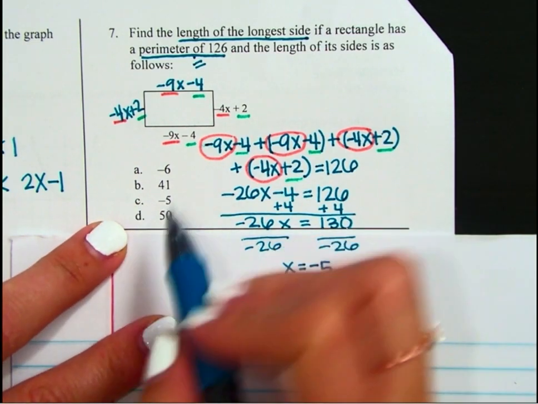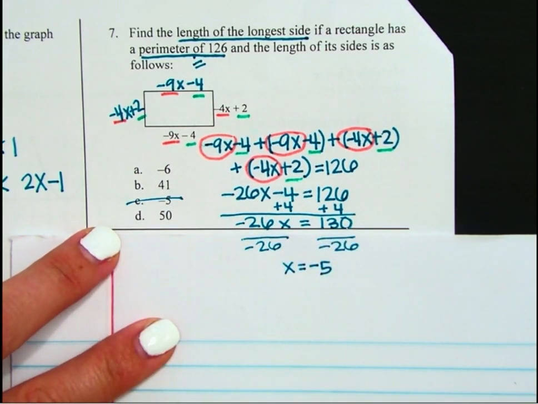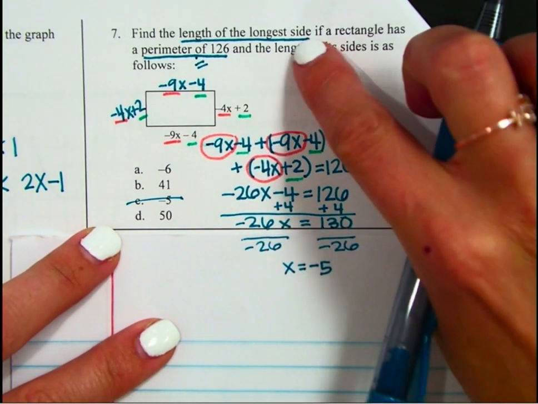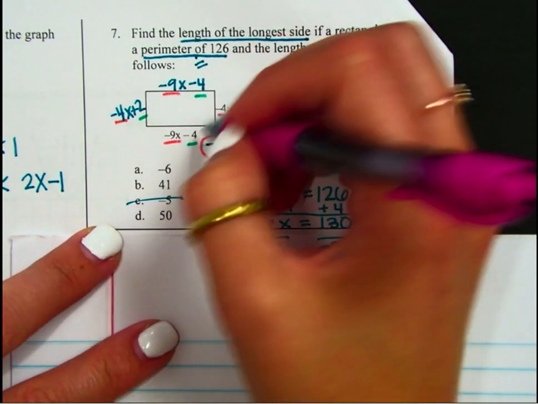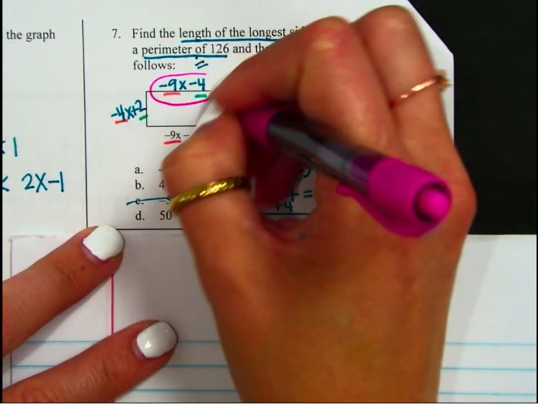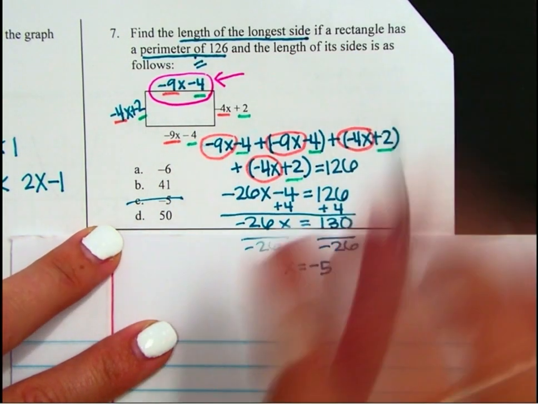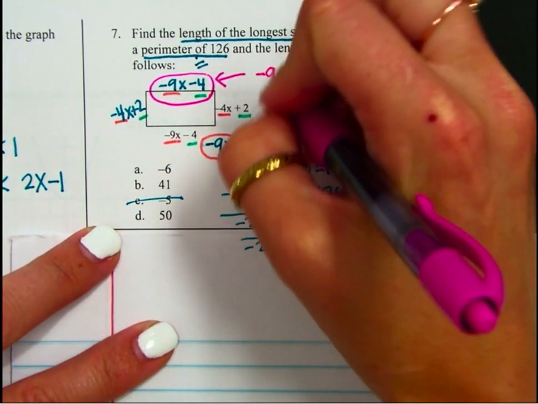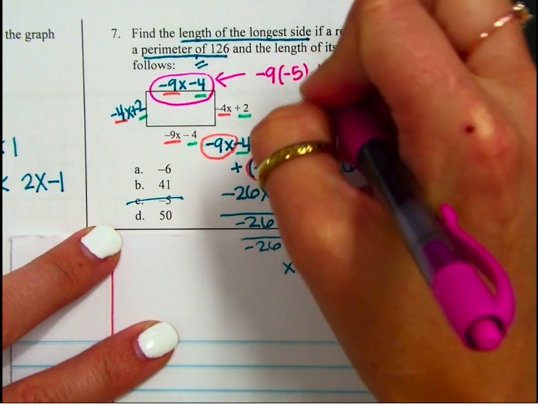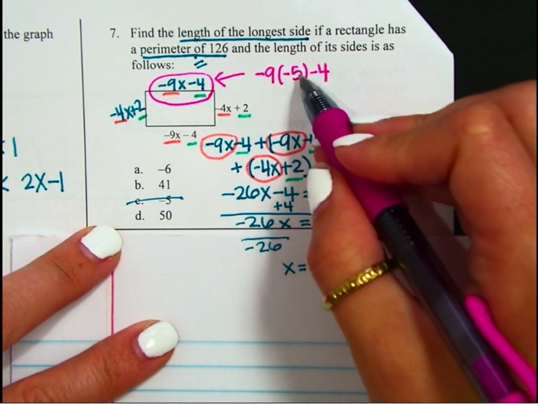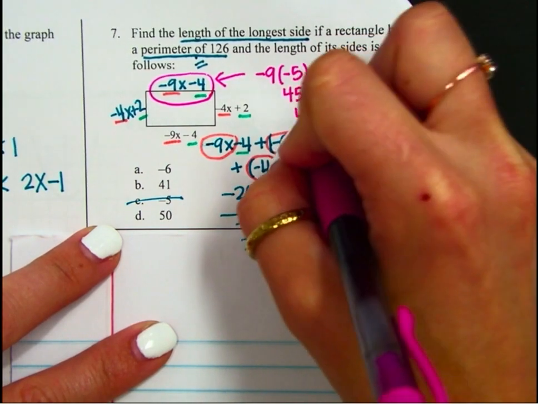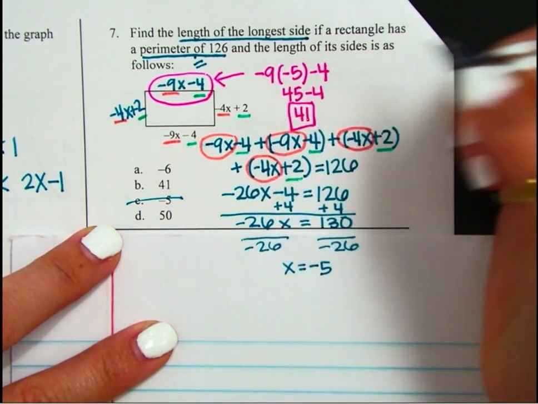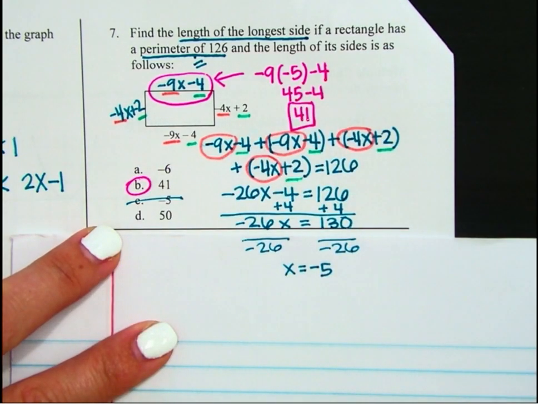Okay, so be careful. We're not going to circle C. Okay, that's not what we're looking for. They're asking us to find the length of the longest side. So now that I have x, I'm able to look at my longest side right here, negative 9x minus 4. Okay, and I'm going to use that and plug in negative 5. So negative 9 times negative 5 minus 4. Negative 9 times negative 5 is 45. 45 minus 4 is 41. So the length of the longest side, B, 41.